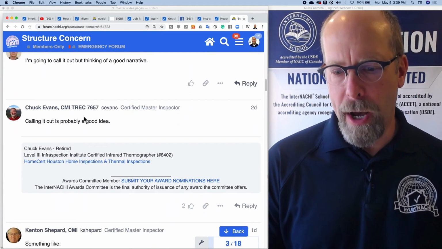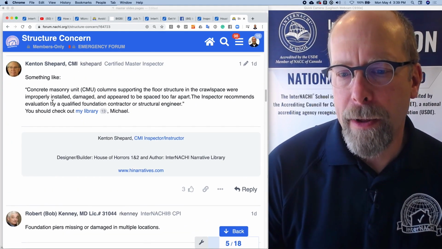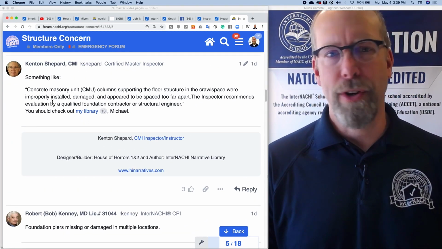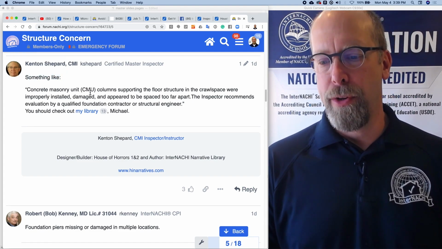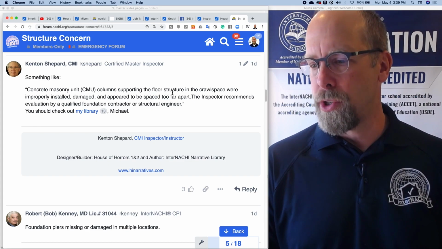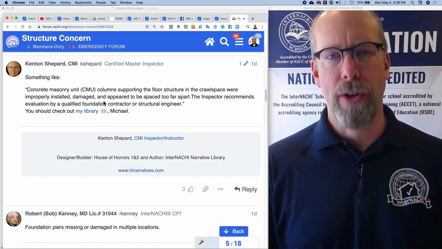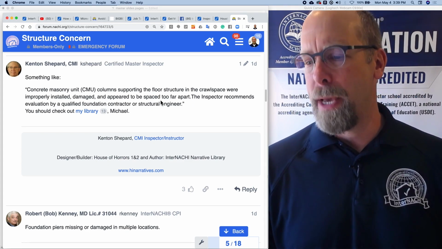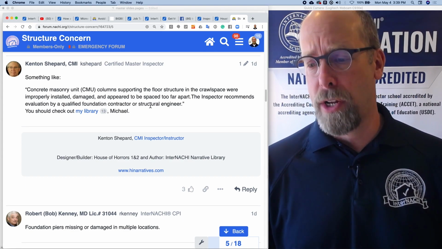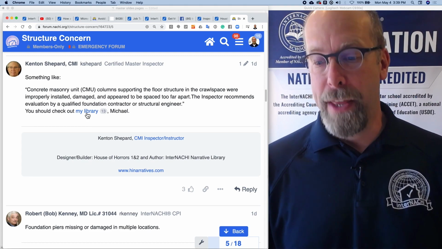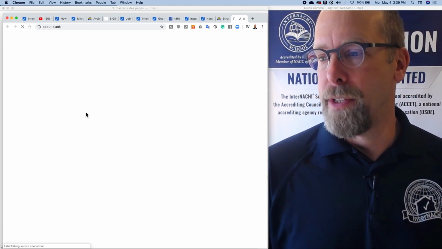And so it looks like Kenton Shepard, a certified master inspector, says, how about something like: concrete masonry unit, CMU, columns supporting the floor structure in the crawl space were improperly installed, they're damaged, and appeared to be spaced too far apart. The inspector recommends evaluation by a qualified foundation contractor or a structural engineer. And then Kenton has his library of inspection articles.